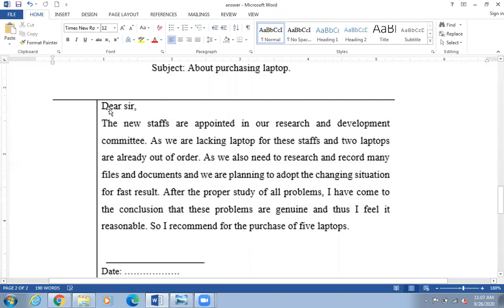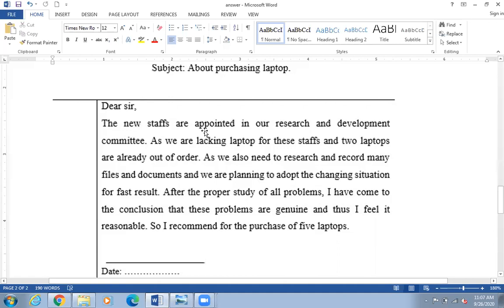Then after that, what do you need to write? How do we ask for the purchase? We ask the upper-level officer. We are the lower-level officers and we need to ask the upper-level officer, so we need to write the letter to the government. So write: Dear sir, the new staffs are appointed. Why do we need laptops? Because maybe new staffs are appointed. We are making an imaginary story.